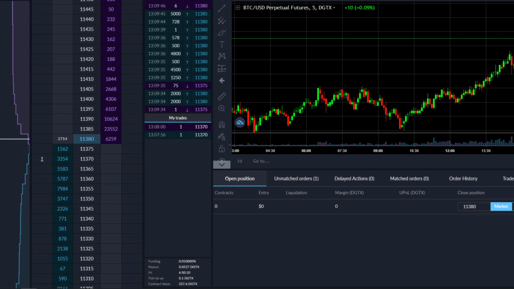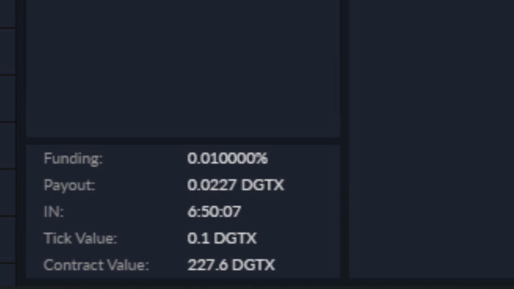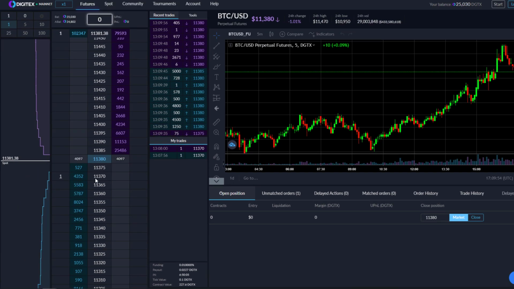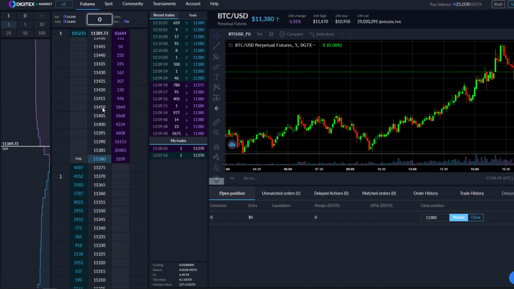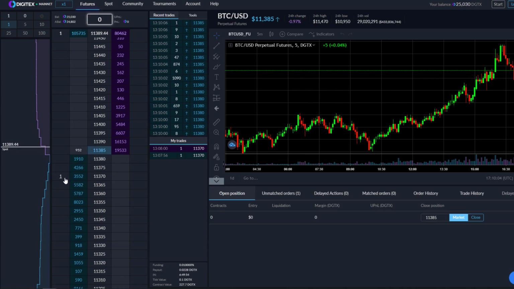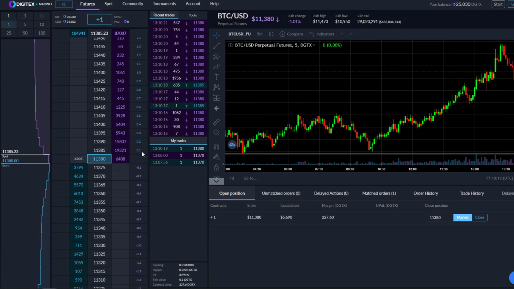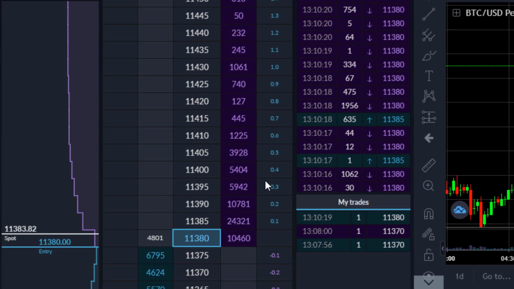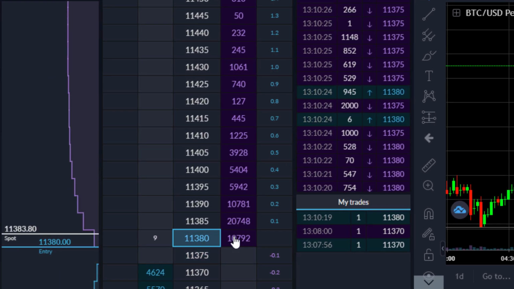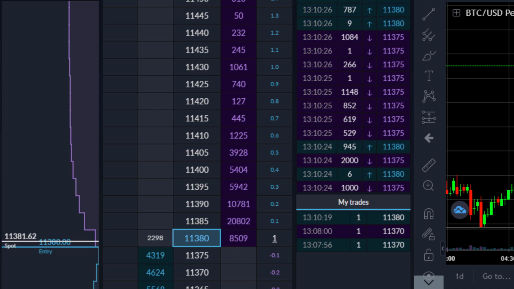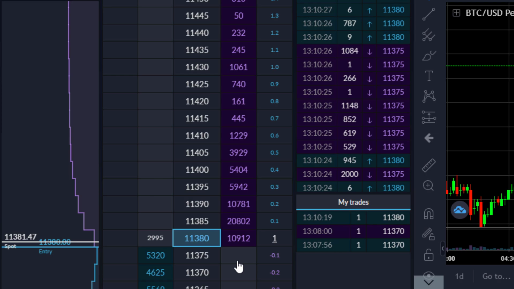But if you look down here, the tick value is 0.1 Digitex. So if I were to be filled here at 11,370, it would have to move up 10 points, 10 ticks for me to make one more Digitex on my one contract. So one contract is a very small number, as you'll soon get to see. Now I'm just going to get filled here so that you can see how this goes: 0.1, 0.2, 0.3, all the way up to 1.0, right? So let's see if we can just clear this trade and go back to square one.